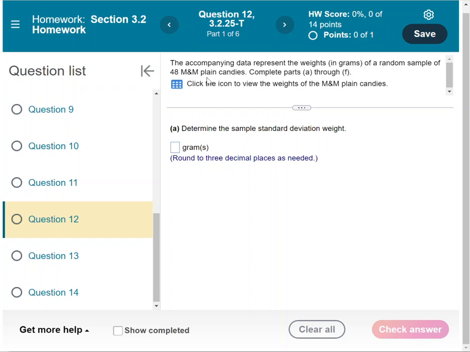So here we have the accompanying data represent the weights in grams of a random sample of 48 M&M plain candies. So they've been weighed in grams. Complete parts A through F. All right, so it says determine the sample standard deviation weight. So let's go ahead and do that.